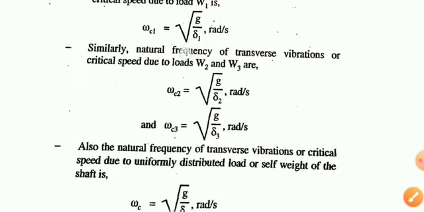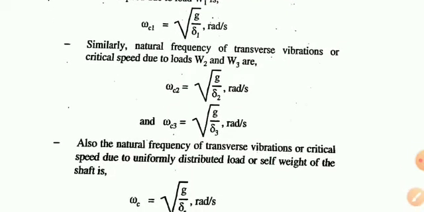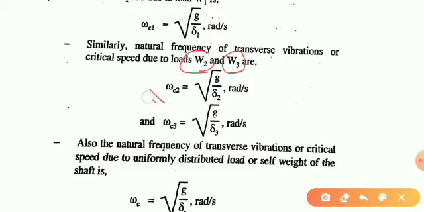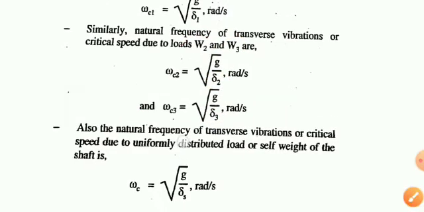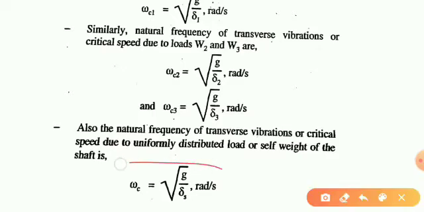Similarly, we can find the natural frequency of transverse vibration or critical speed due to loads W2 and W3 by these two equations, with the change of delta 2 and delta 3. The natural frequency of transverse vibration or critical speed due to the uniformly distributed load, or self weight of the shaft, is given from this equation.